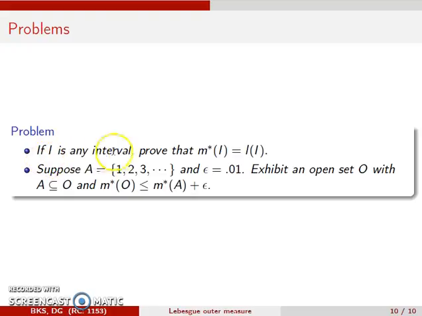If I is an interval, then prove that m star of I is equal to the length of I. And if A is the set of natural numbers and epsilon equals 0.01, then try to find an open set O which contains A, but m star of O is less than or equal to m star of A plus epsilon. Thank you.